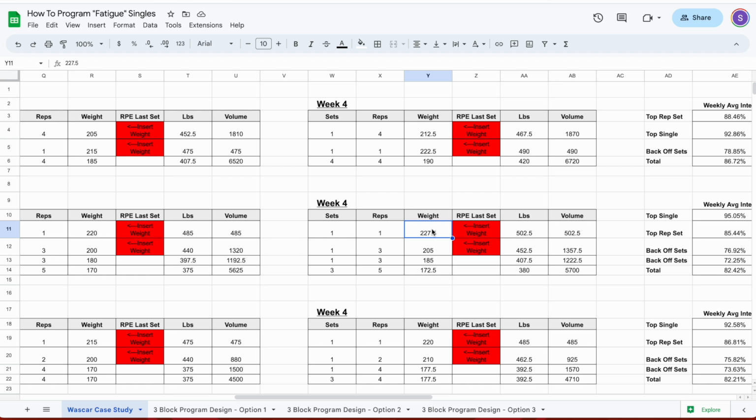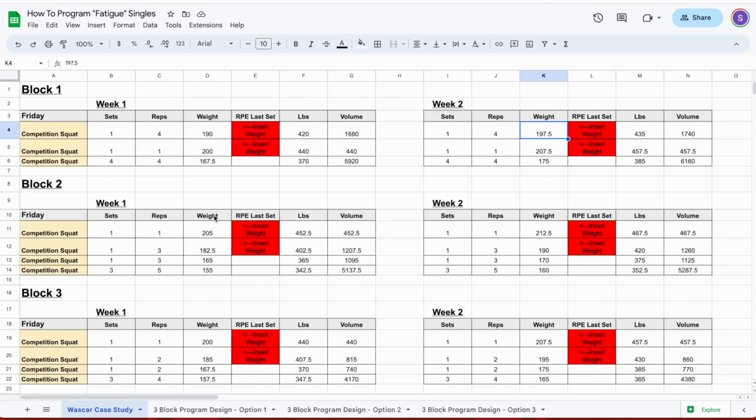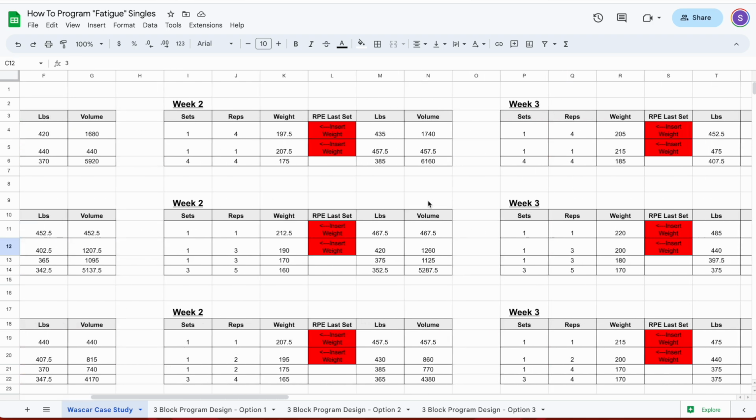But one thing to notice here before we get into the next block is notice the rep work. He's now doing a top set of 3, yet he's doing 7.5 kilos less. Top set of 3, 5 kilos less. Top set of 3, 7.5 kilos less. Top set of 3, 7.5 kilos less.